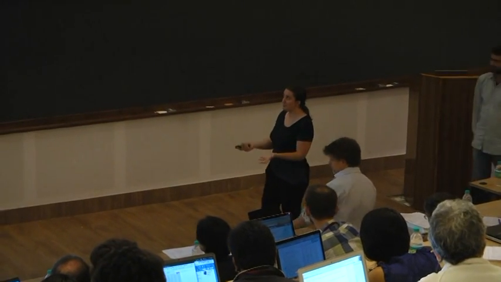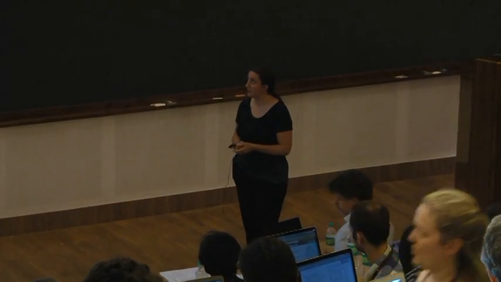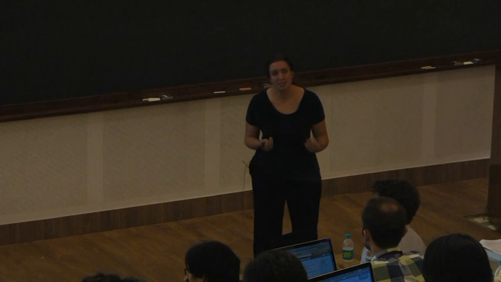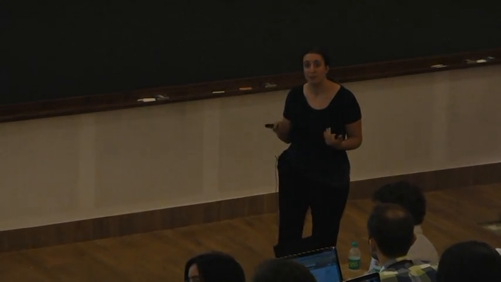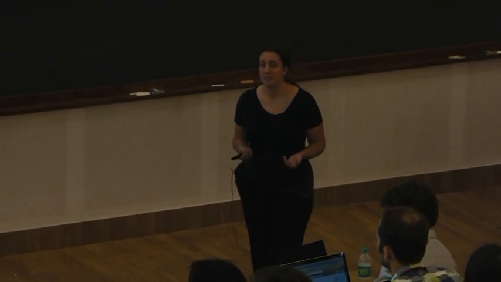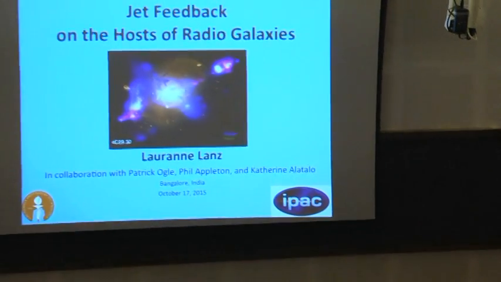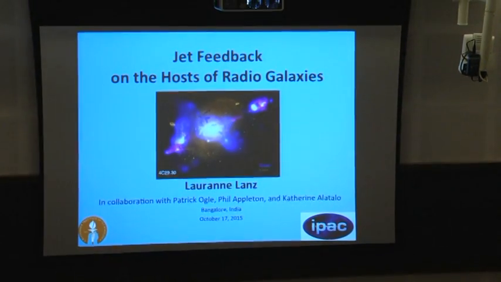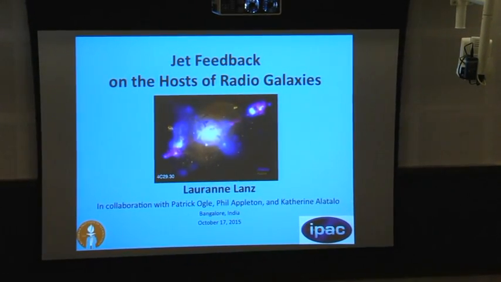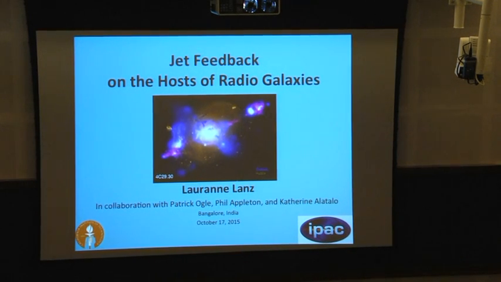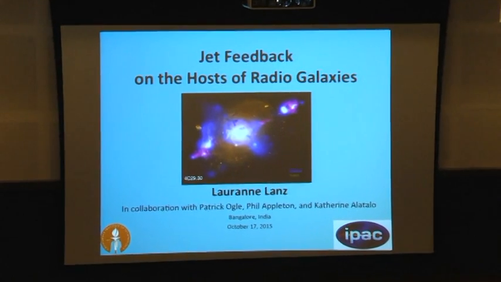So yeah, I'm going to be talking to you about a set of radio galaxies where we have good indications that the jet is interacting directly with the ISM. The question we want to ask is, what effect is that interaction having on the star formation activity in these galaxies? What is immediately the question in your mind is, well, how do you know the jet is having an impact on the interstellar medium?